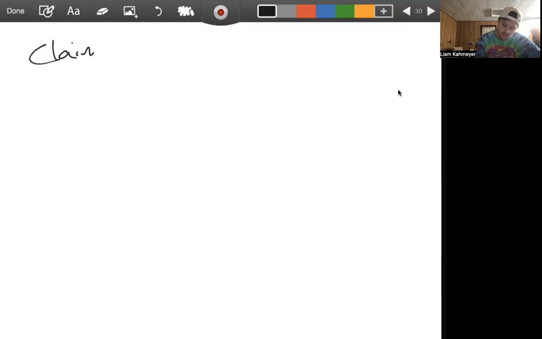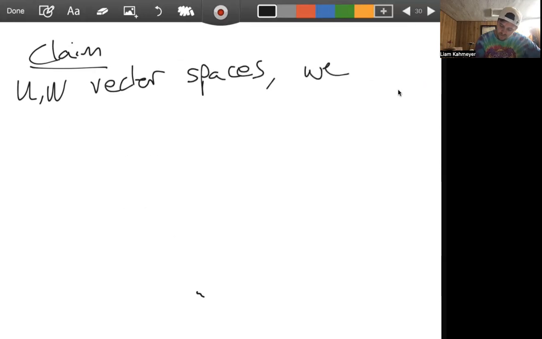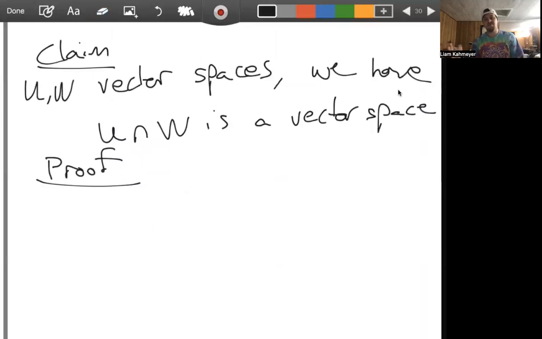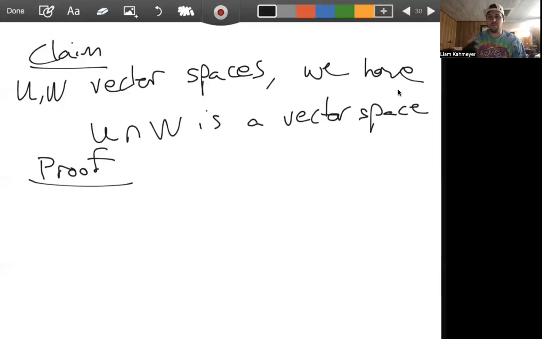I have another claim that for U and W vector spaces, we have that U intersect W is a vector space. Now this one we'll prove together. Showing that the sum is a vector space will have a similar flavor, but there will be noticeable differences because of the noticeable differences between vector sum and intersection of vector spaces, right?